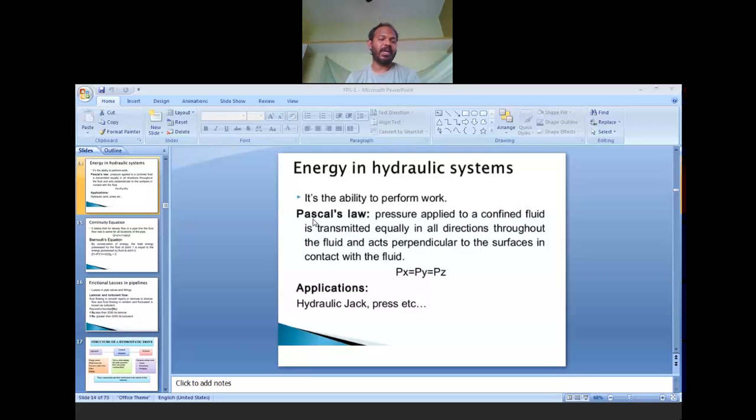Now it says the pressure applied in the x direction is equal to the pressure applied in the y direction and the pressure applied in the z direction. That means in all the three directions, the unit pressure applied will be the same. Is that clear?